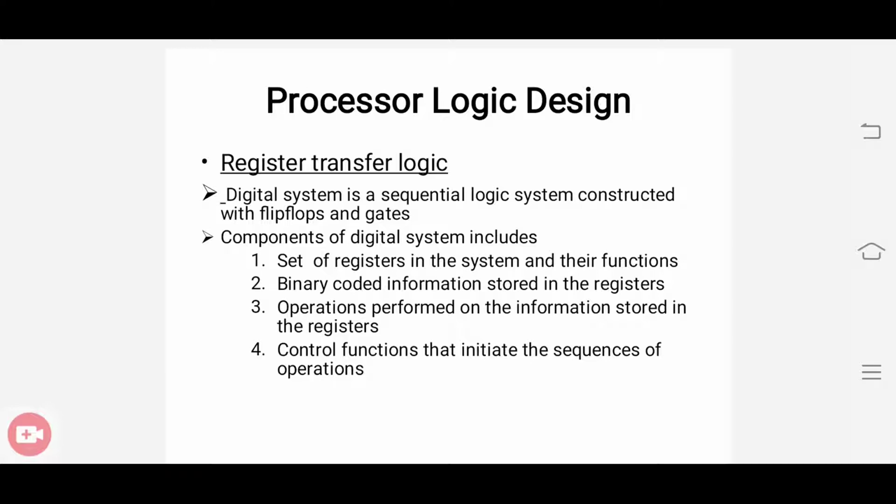So actually a digital system means it's a sequential logical system. It contains four components. First component is set of registers. Second one, binary coded information that is stored in the registers. Third one, operation that is performed on the information stored in the registers. Fourth one, control function that initiate sequence of operations.